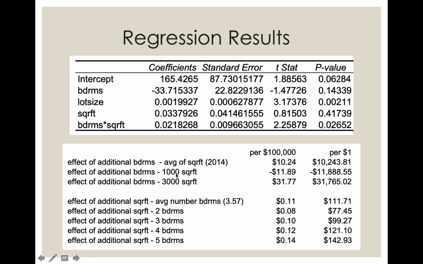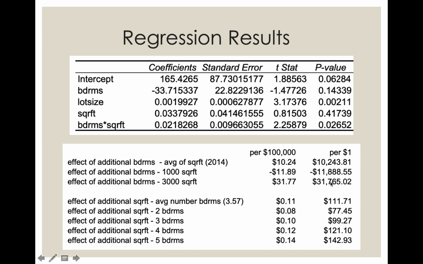And so at 1,000 square feet, if I add an additional bedroom, it's going to reduce the price of my house by about $12,000. And then here, if I add an additional bedroom for a 3,000 square foot house, it's going to increase the price of my house by about $32,000. This is what I was trying to say: the impact that adding bedrooms has on the price of a house is a function of the square feet of the house, or how large the house is. If it's a small house, it has a negative impact. If it's a large house, it has a positive impact.